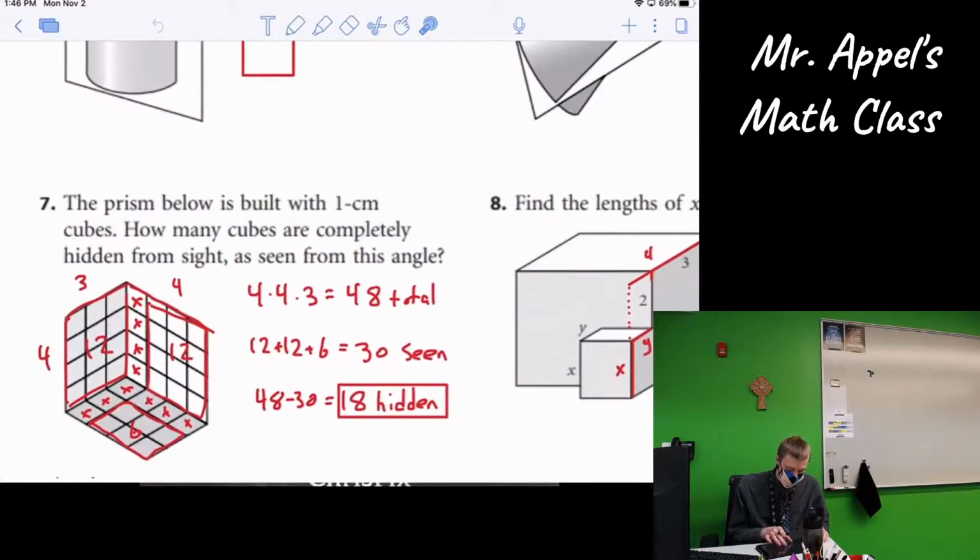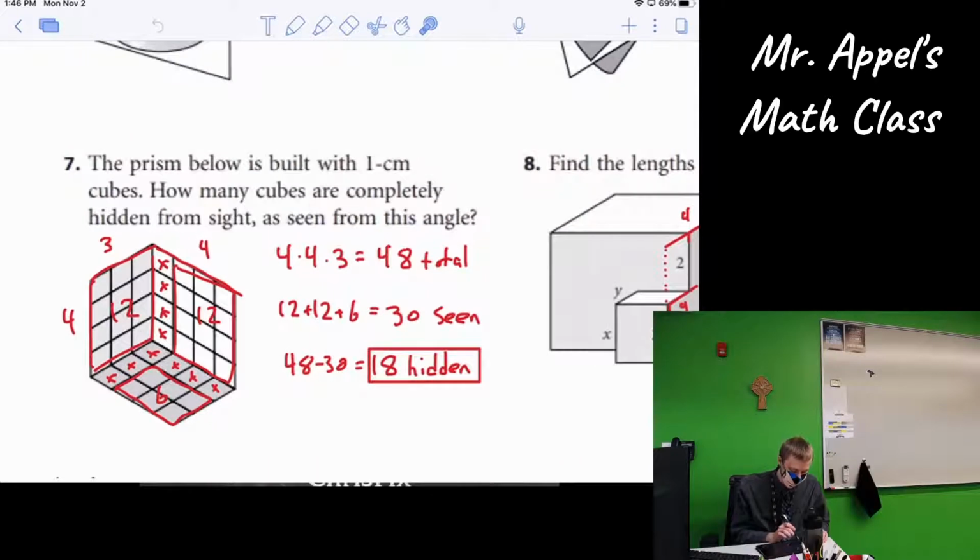Then down here, number 7, this prism is made up of 4 by 3 by 4, so 48 total tiny little cubes. And on the very front, I can see 12 of them here. I can see 12 more on this side. Careful not to count these squares again. These squares are attached to these squares, so I've already counted those cubes. Similarly, I've already counted this bottom row and this bottom row, so there's only 6 more on the bottom here. So I can see a total of 30 right now, which means there are 18 hidden on the back side and in the middle there.